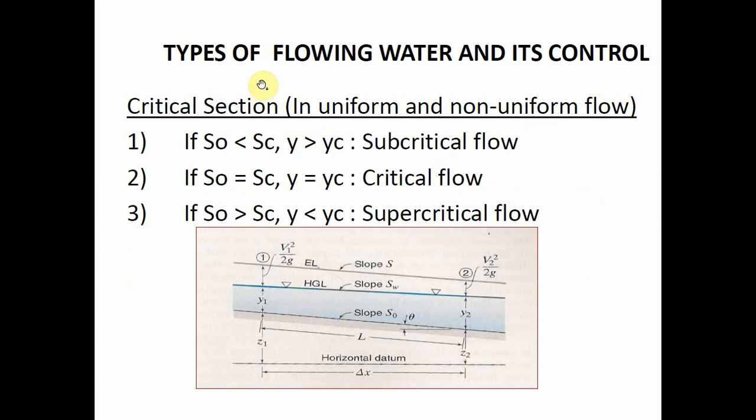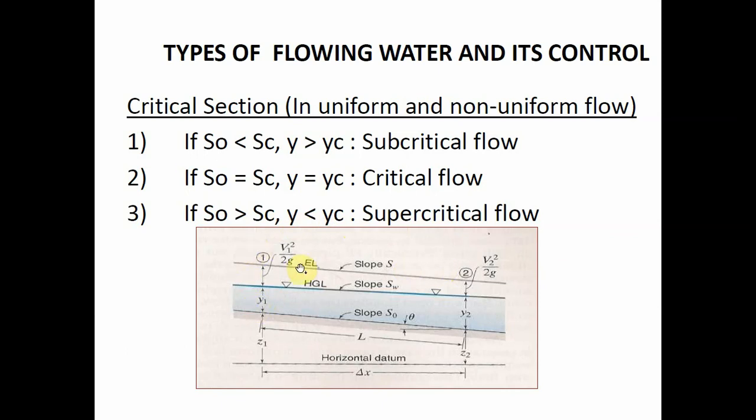Similarly, type of flow, water needs control. So if S0 is less than Sc, then y is greater than yc, that is, depth is greater than critical depth, that is subcritical flow. If S0 is equal to Sc, then depth is equal to critical depth, that is critical flow. If S0 is greater than Sc, then depth y is less than yc, that's supercritical flow.